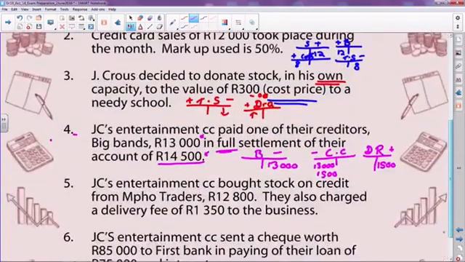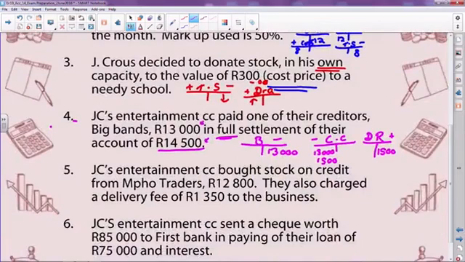So number 5, JC's Entertainment CC bought stock on credit from import traders. The amount we bought was 12,800. Now they also state here they also charged a delivery fee of 1,350 to the business. Now remember, hopefully you remember where to put this delivery charges. I hope you know. I'll see you in a minute after you complete it.